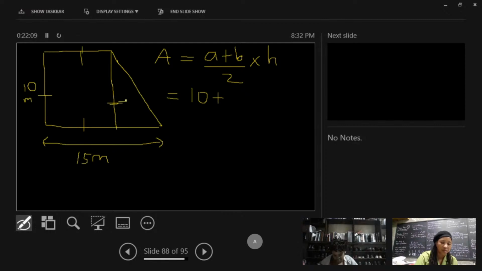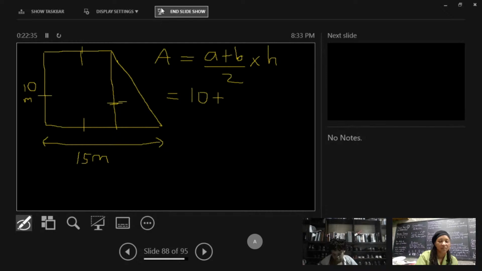Okay, so what is B? Miss, 5 meters. No, John. Oh, 50. Oh wait. This is the height, right? Yes, miss. So these are the two parallel sides. So this one is 10. Wait, this one is 15.